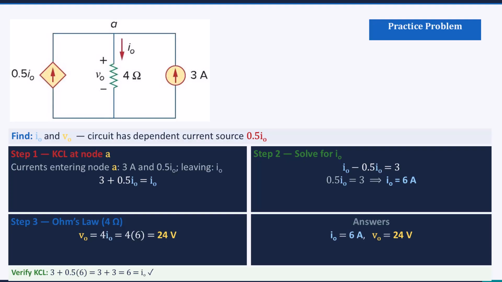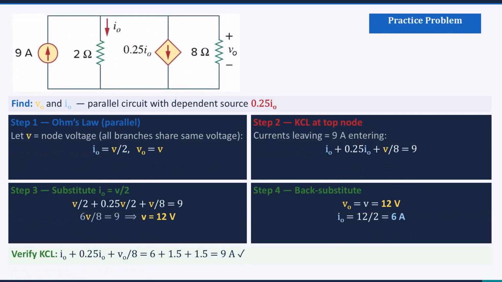Step 3. Use Ohm's law on the 4 ohm resistor. V0 equals 4 times I0 equals 4 times 6 equals 24 volts. Answers. I0 equals 6 amperes, V0 equals 24 volts. Verify KCL. 3 plus 0.5 times 6 equals 3 plus 3, which equals 6, equal to I0. The currents balance perfectly. This is a parallel circuit.